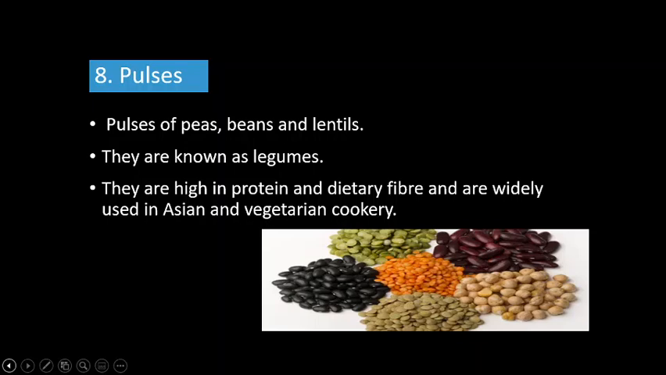We started with meat, fish, fruits and vegetables, rice, pasta, eggs and dairy products, and then at last we discussed about pulses, right? So that's all about different types of food. Let's move on to our next topic.